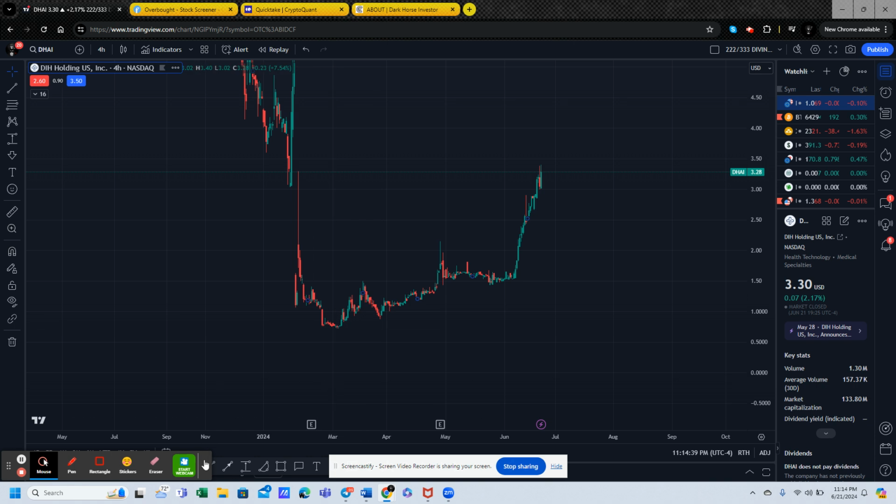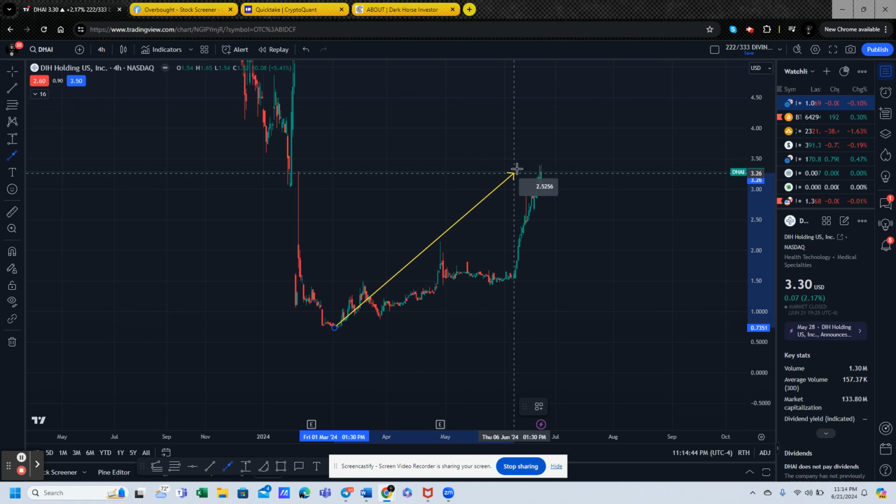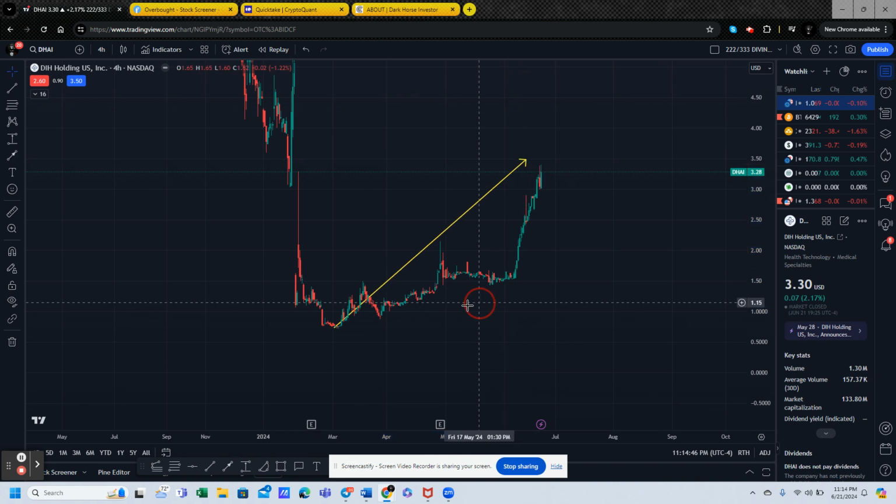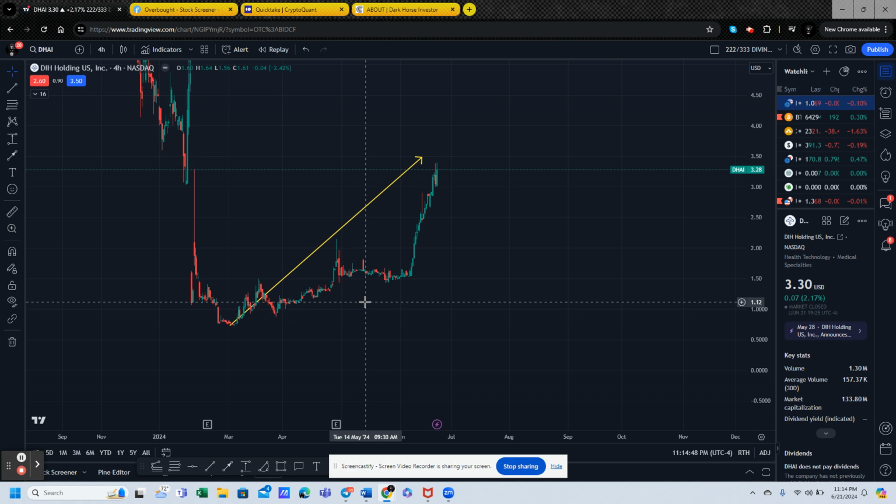And you notice that we'll have a pretty steady move to the upside. So what does this mean? This means that the overbought traders, they typically want to short these, right? So if something is overbought, you want to short it.